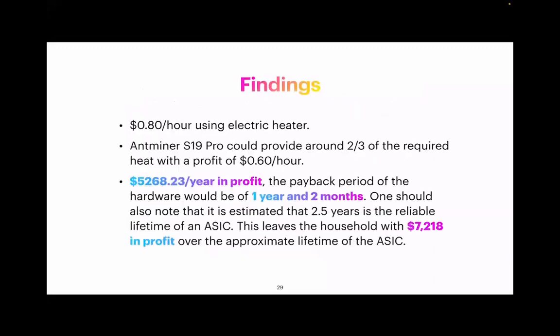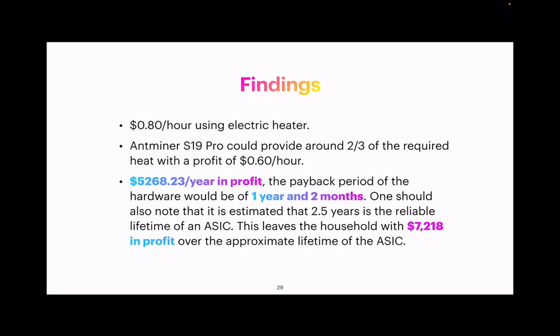And we found out that using a traditional electrical heater, we would actually need two of those that we considered. It would cost us 80 cents per hour, whereas using the Antminer would actually profit us 60 cents per hour, all while providing around 2/3 of the required heat. So it didn't provide enough heat, but it did provide 60 cents of profit per hour, which is non-negligible.